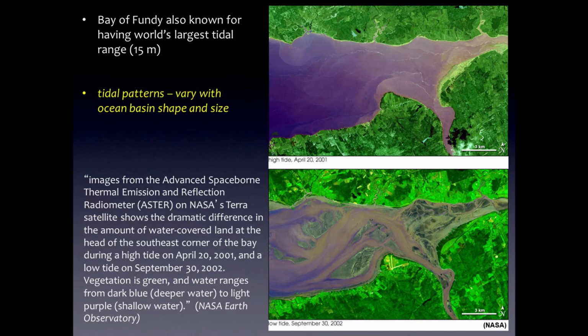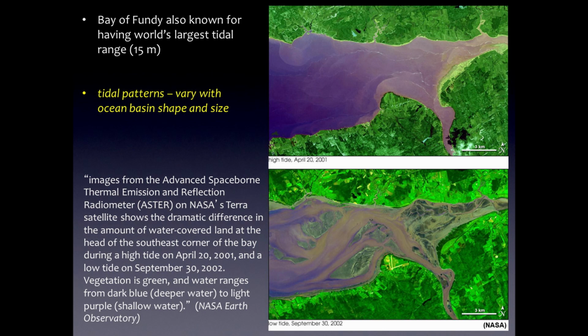Let's stay in the Bay of Fundy. The Bay of Fundy, as I said, especially the Minas Basin, is known for having the world's largest tidal range, anywhere between 15 to 16 meters. And here's an image, once again, taken from NASA, the NASA Earth Observatory, showing high tide April 20th, 2001, and then low tide September 30th, 2002.